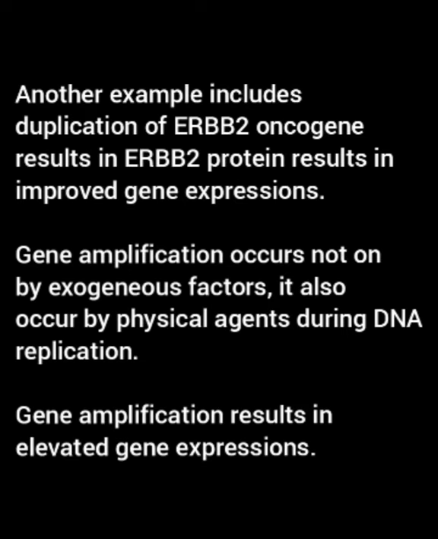Another example is the duplication of ERBB2. ERBB2 duplication may result in ERBB2 protein, which is similar to EGFR, and that may result in improved gene expression. Gene amplification not only occurs by exogenous factors, but can also occur because of physical agents during DNA replication. So genome duplication or gene amplification may result in elevated gene expression. This is another mechanism for the activation of oncogenes.